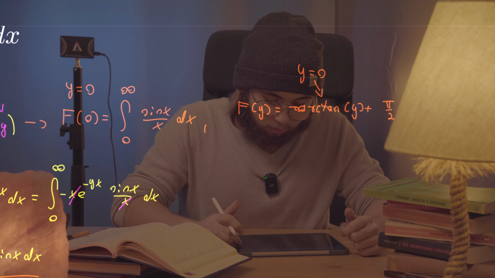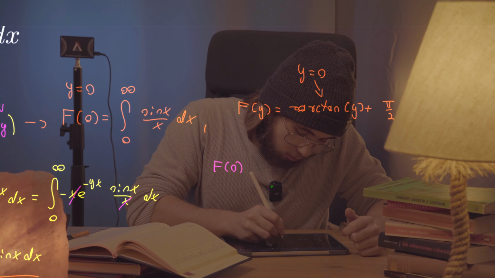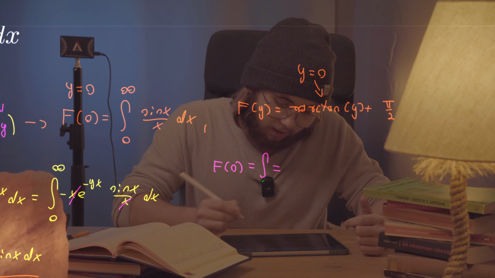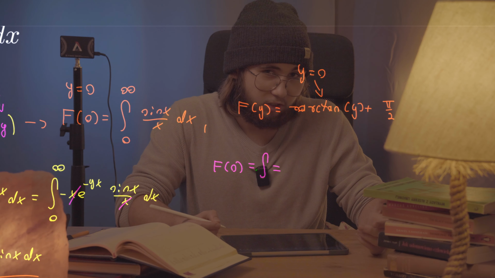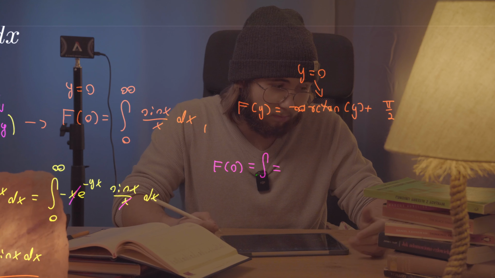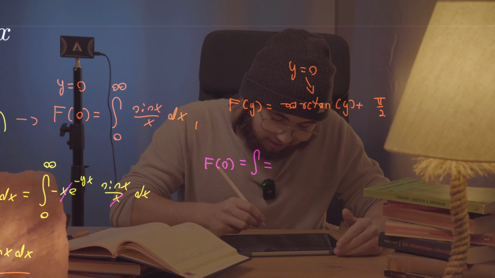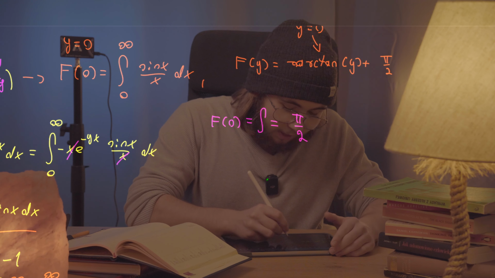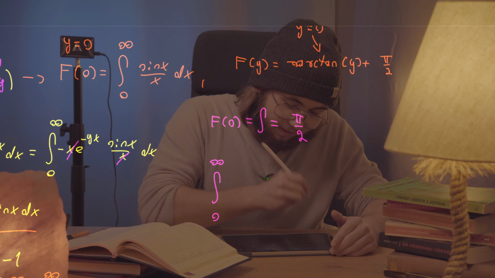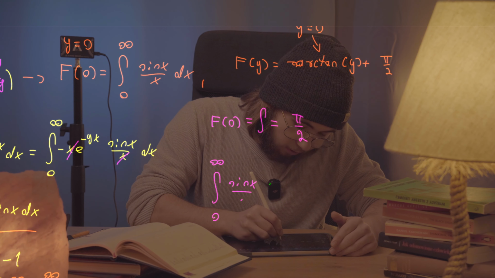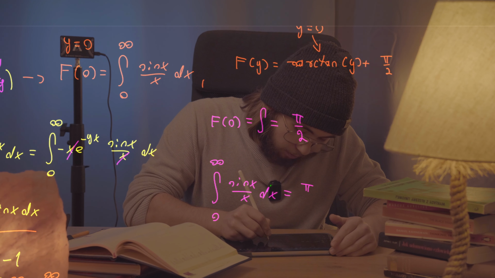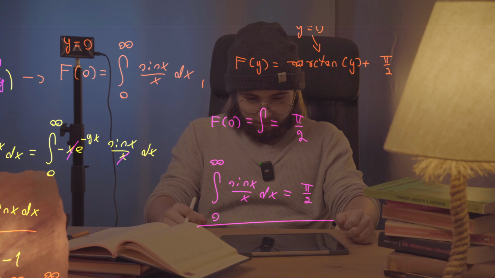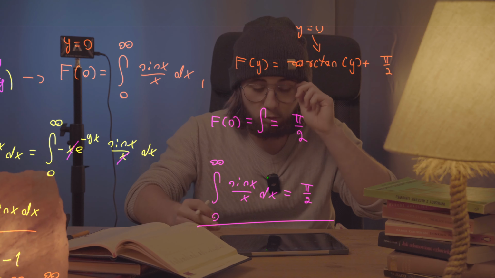Doing that, we achieve that f of 0, which is our integral, is equal to negative arctangent of 0. What's the arctangent of 0? That's just 0, pretty nice. You can check it on some graphical calculator. So that's just 0 plus pi over 2, which is pi over 2. And so we finally get our result, which is that the integral from 0 to infinity of sine of x over x dx is equal to pi over 2. That's exactly what we wanted to find.